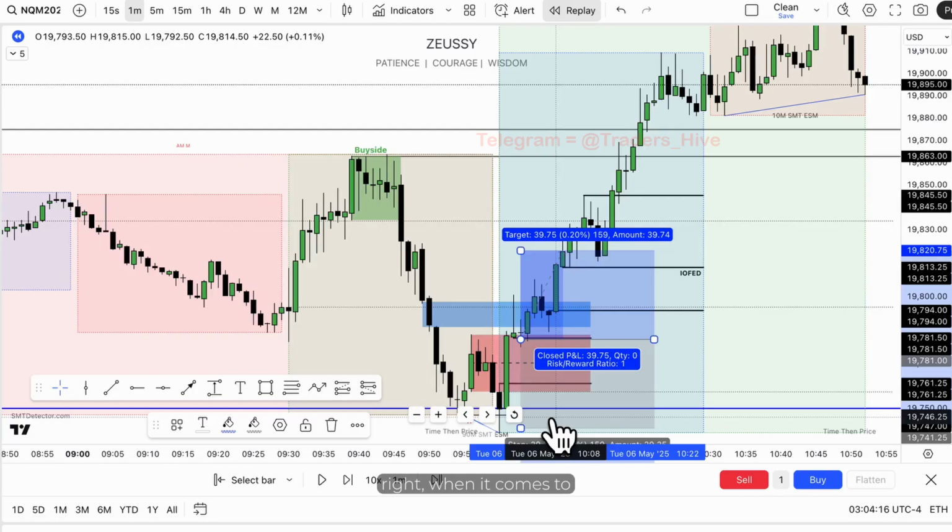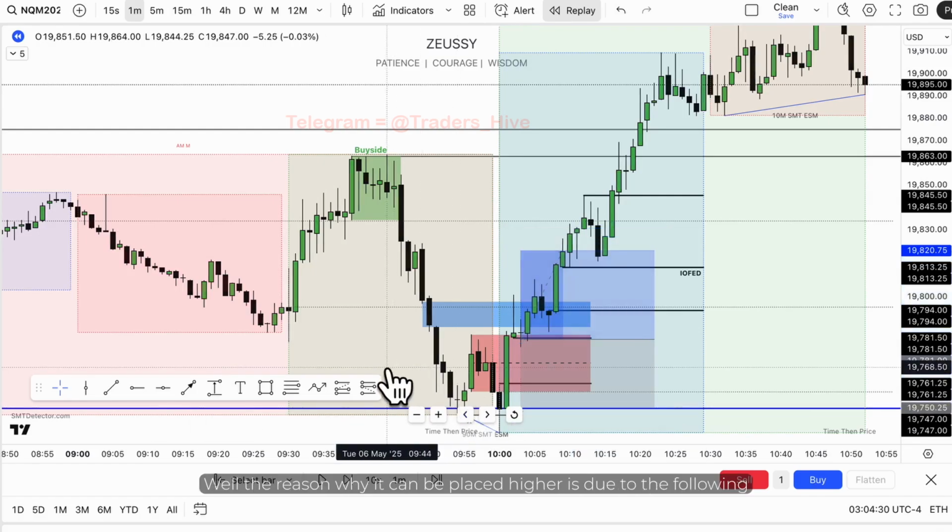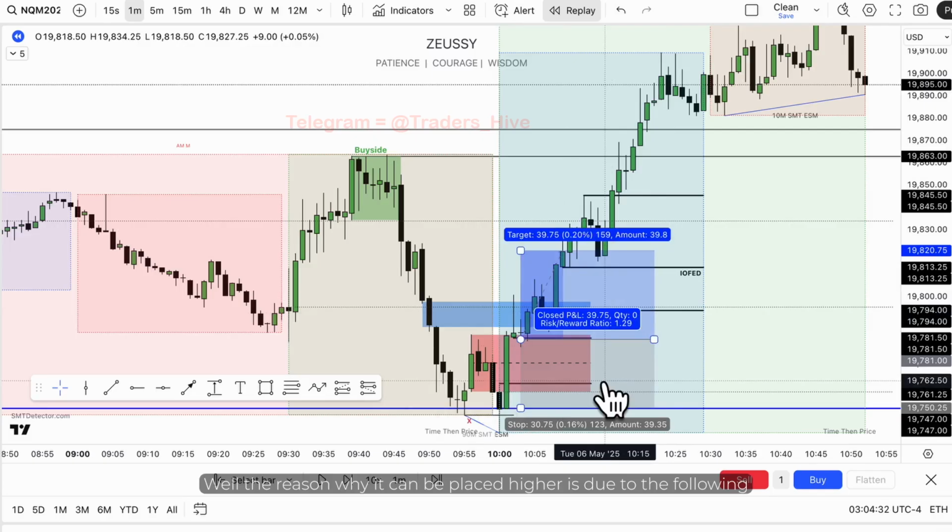When it comes to experienced students that have seen what I'm outlining right here in front of you over and over again, you know that the stop loss can actually be placed higher. Why can it be placed higher? Well, the reason why it can be placed higher is due to the following.